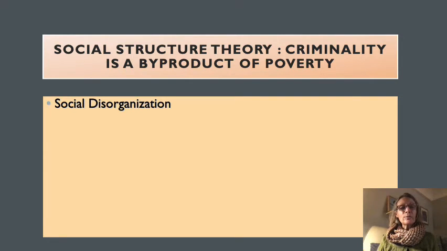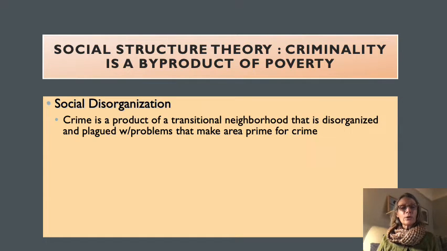Your textbook talks about three different theories within the social structure theory that focus on poverty. The social disorganization theory is saying that crime is a product of the transitional neighborhood that is disorganized and plagued with problems that make an area ripe for crime. Like I said, I live in Milwaukee. If you drive around within a 10-mile radius of Milwaukee, or maybe a 20-mile radius, you can go from areas that have an incredibly high level of poverty and disorganization.